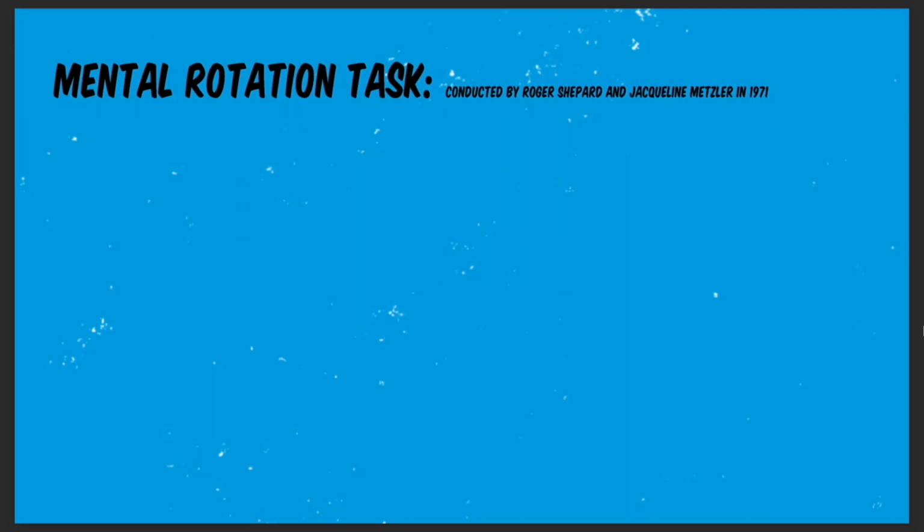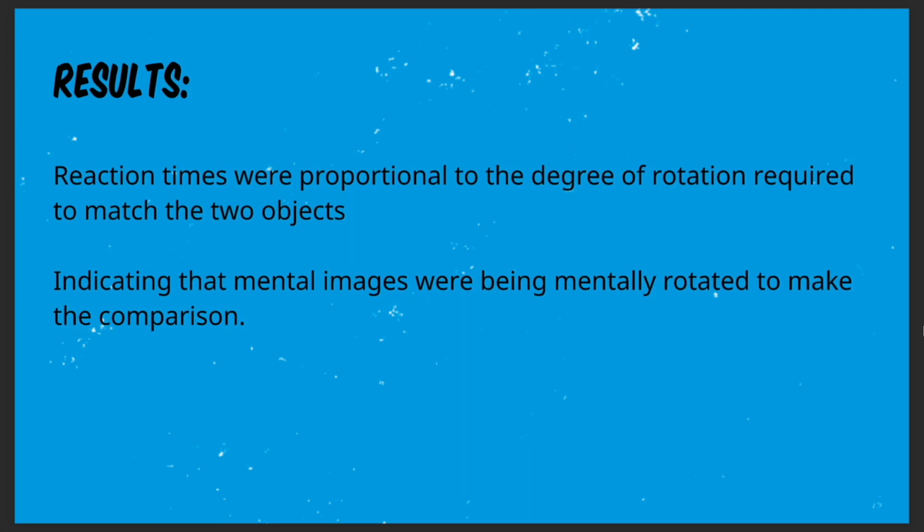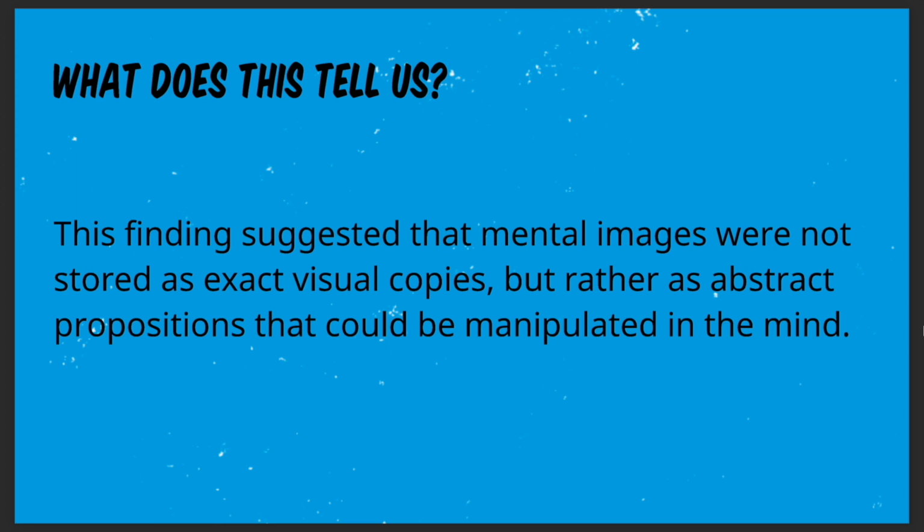Some studies done for the propositional representation theory are the mental rotation task. Participants were presented with pairs of three-dimensional objects and asked to judge whether they were the same or different. Some pairs of objects were identical, while others were rotated versions of the same object. The results. Reaction times were proportional to the degree of rotation required to match the two objects, indicating that mental images were being mentally rotated to make the comparison. This finding suggested that mental images were not stored as exact visual copies, but rather as abstract propositions that could be manipulated in the mind.